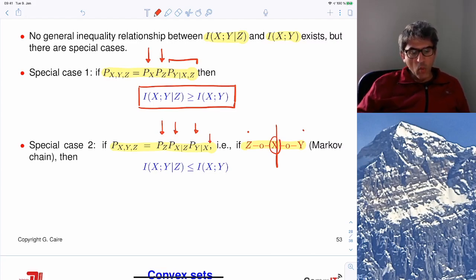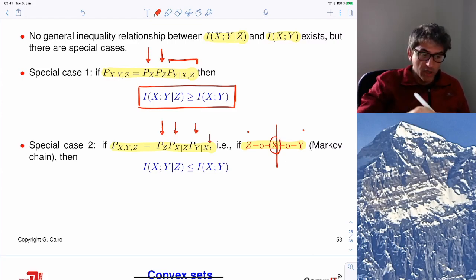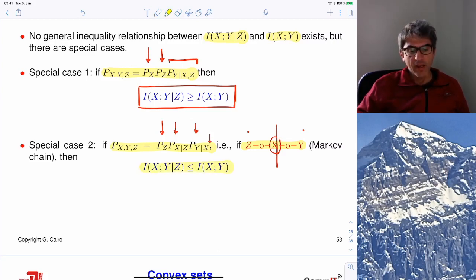Then it turns out that once we are in this case, then the mutual information of x and y conditioned on z is less than the mutual information of x and y unconditioned. So we have both cases. Okay?